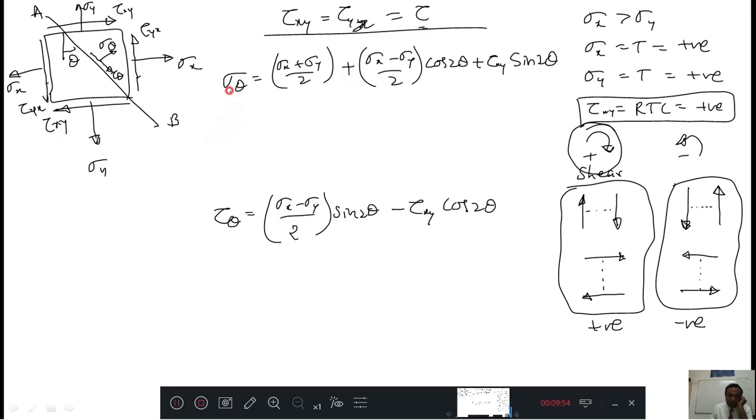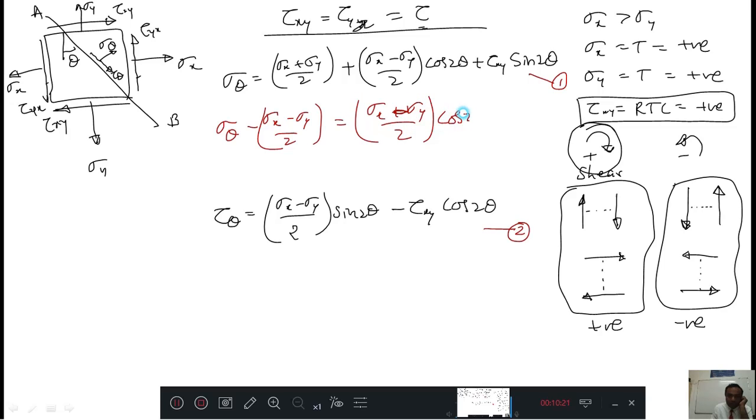Here Mohr says that this you call equation number 1. This you call equation number 2. On this equation you rearrange it. Sigma theta minus sigma x plus sigma y by 2, taking this entire term to the left side, equals sigma x minus sigma y by 2 cos 2 theta, as it is, plus tau sin 2 theta. I will use tau only, tau xy irritates, therefore I will directly use tau only. This you call the third equation.